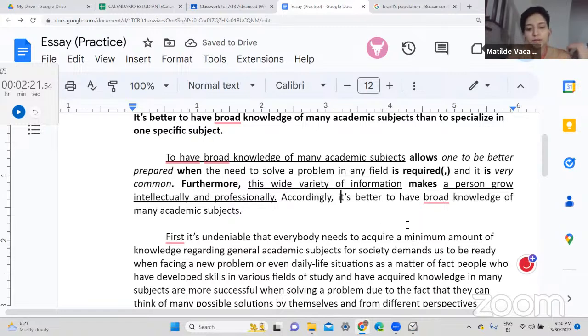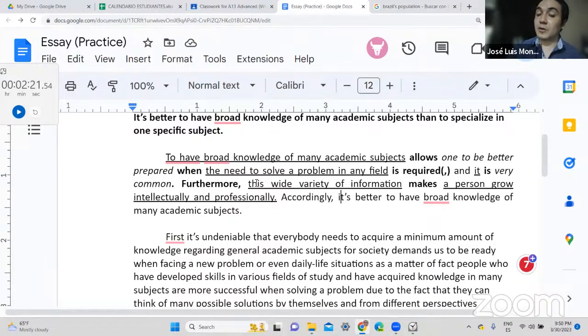Like to connect what I've said before. Yes, correct. And as this is the beginning of your new idea, you're saying that accordingly, related to what I said before, or as a consequence of what I said before, or as a result, right? It is better to have broad knowledge of many academic subjects. All right, and just because of that. Okay, so good. Just that one.